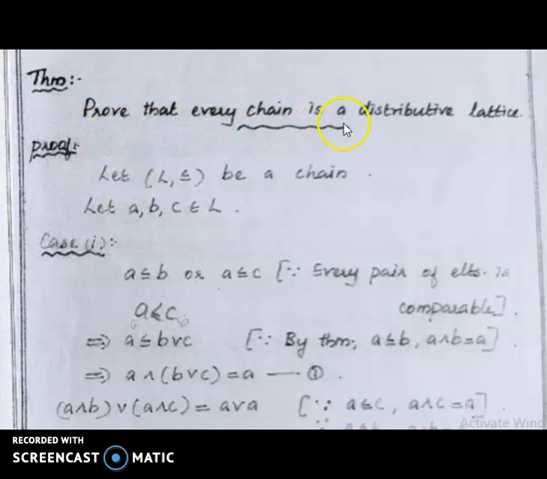Prove that every chain is a distributive lattice. This is the next theorem. The proof is we have to prove every chain is distributive. We know what is distributive. Now what is a chain? A chain is nothing but every pair of elements is comparable.